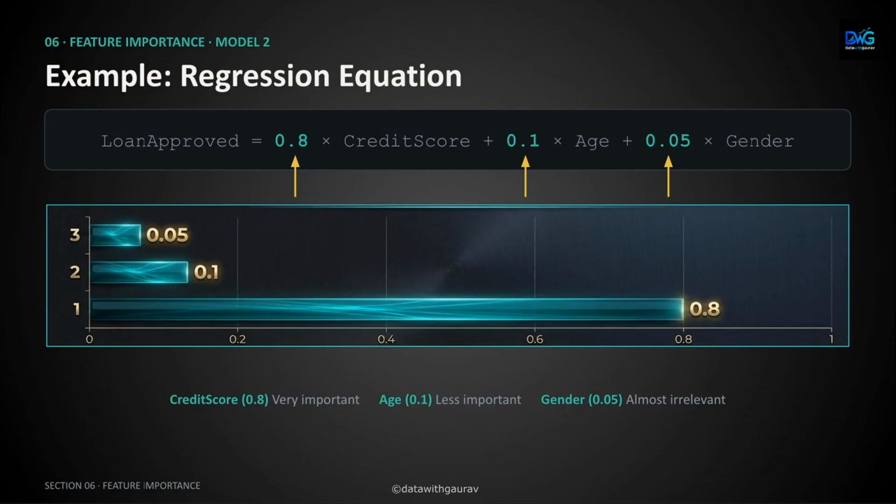The coefficient tells us how strongly each feature influences the model's prediction. Here, the credit score has by far the largest coefficient, indicating that it has the greatest impact on whether a loan is approved or rejected. Age still contributes to the prediction, but its influence is much smaller. And gender, with a coefficient of just 0.05, has very little influence on the model's decision.